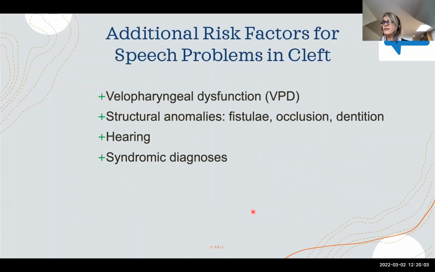So there are additional risk factors for speech problems in children with cleft or velopharyngeal dysfunction. One of those is the fact that the palate doesn't shut off the nose from the mouth efficiently during speech, velopharyngeal dysfunction, VPD. In addition, there are other structural anomalies, which are fistulae, occlusion, dentition, which we'll hear about from Yoshiko. And hearing is an issue, as we heard in the last webinar. And in addition, the syndromic diagnoses in our patients. There are more than 400 described, but commonly about 30 that are seen in the clinics.